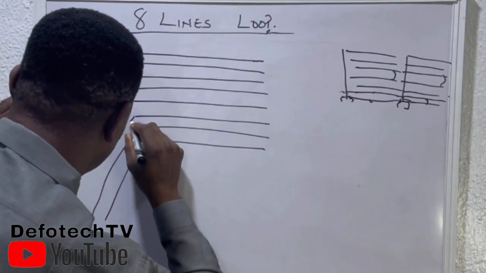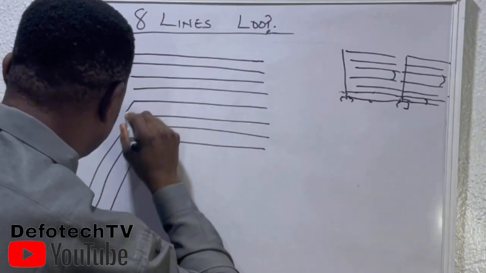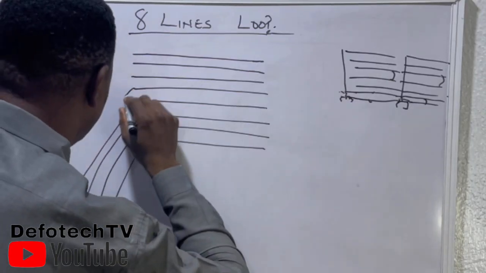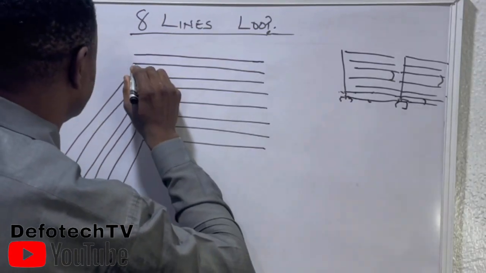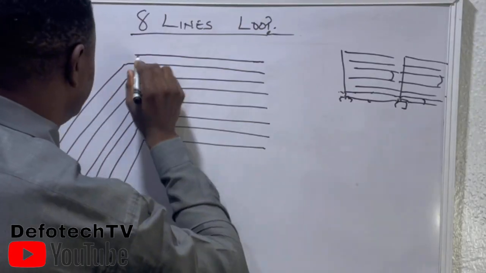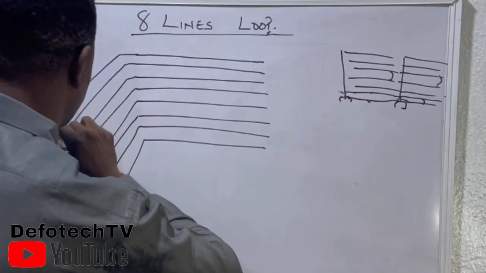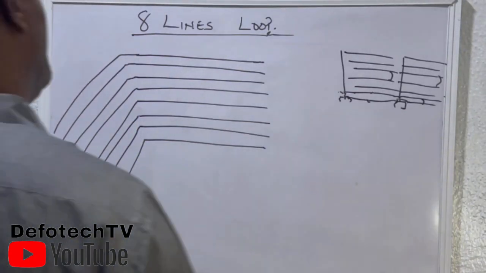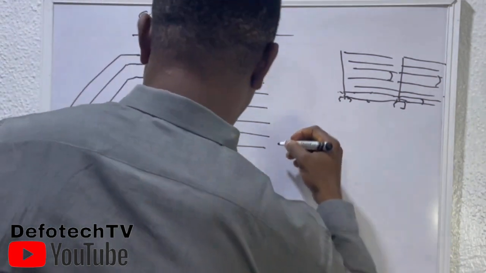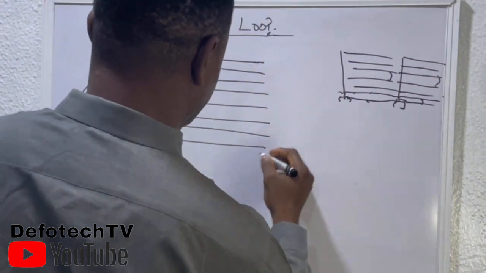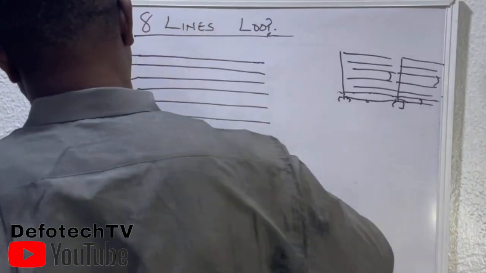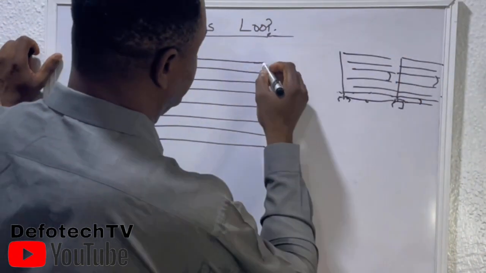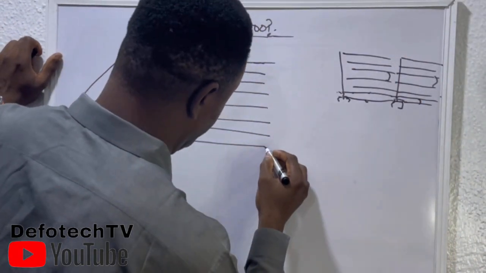2, 3, 4, 5, 6, 7, 8. Okay, let's assume, do we take this side, bring this side down still? Okay, because of the space, I'm trying to see how we can manage space.